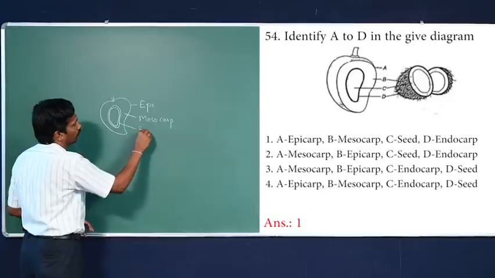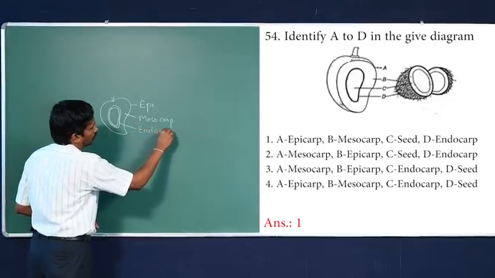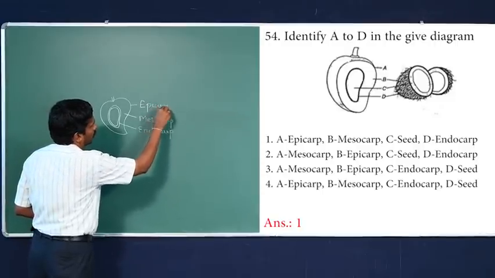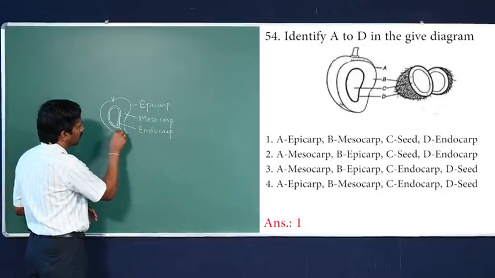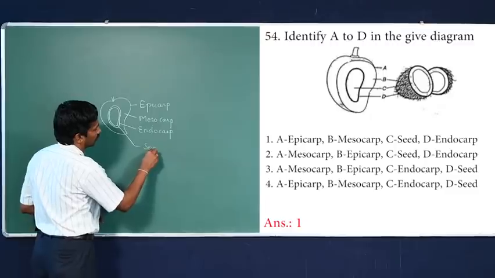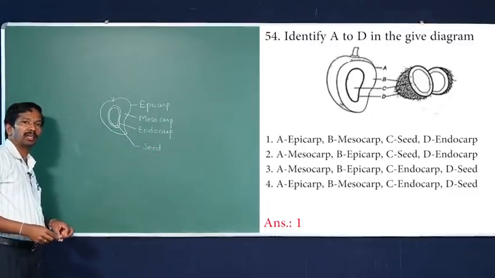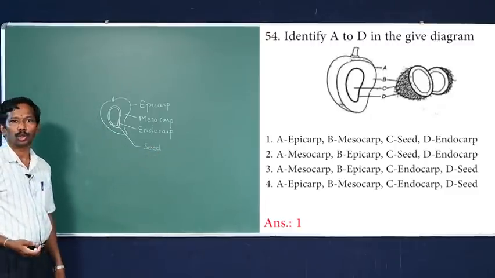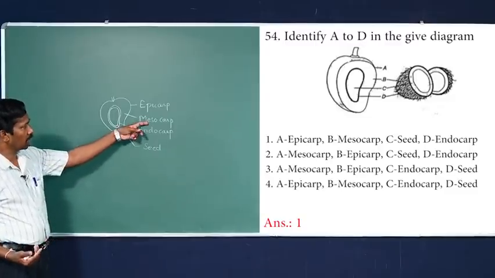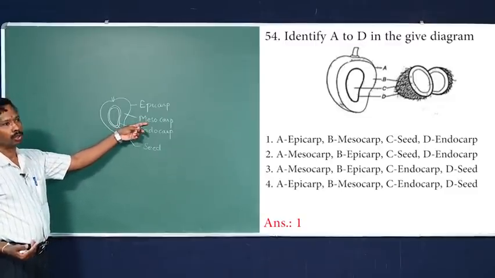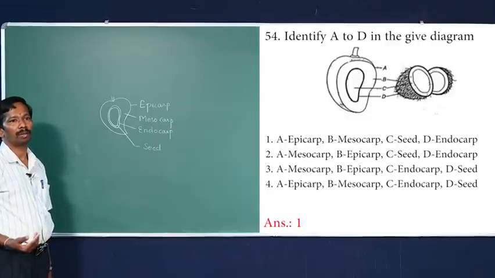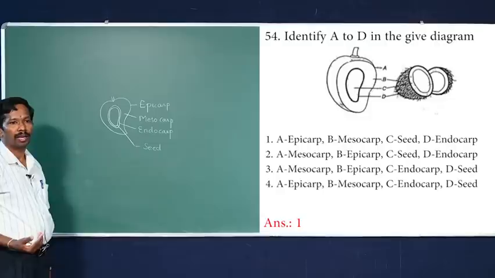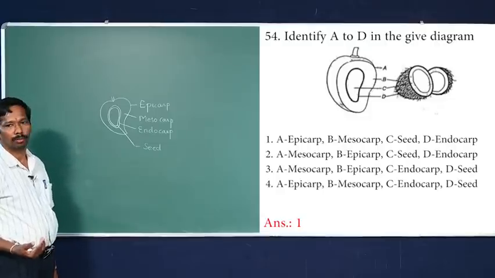Endocarp is stony, and hence often drupe is called as stone fruit. And within that there is one single seed which forms a single seeded condition. Similarly in the case of coconut also, instead of edible mesocarp, fibrous mesocarp is present. So diagram whatever given with alphabets, answer is 1. A is epicarp, mesocarp, seed as well as endocarp with reference to question number 54.